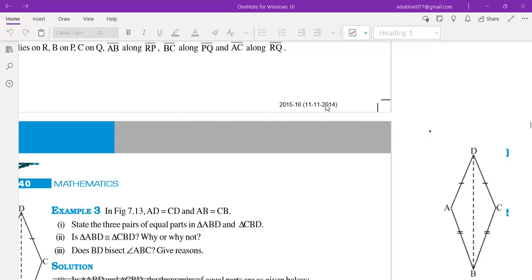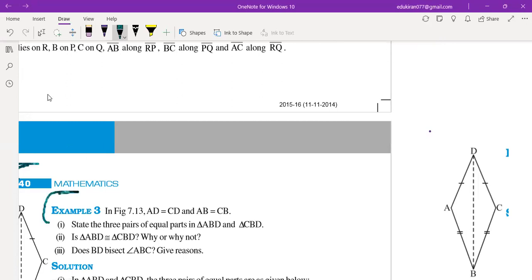Okay, I'm just resharing my screen. Let me know if you can see my screen. Can you see? Yes, ma'am. You can continue with example number 3. Let me check if it is working. It's fine.